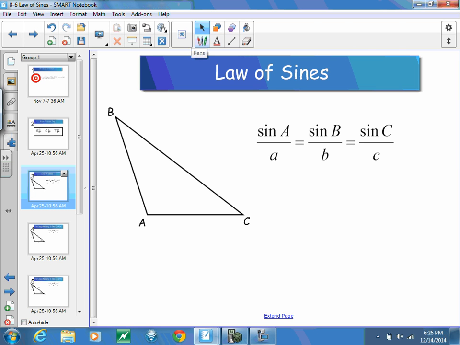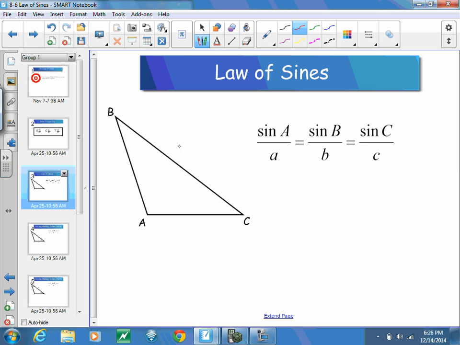The law of sines consists of three ratios making a proportion. They're taking the sine of angle A over little a and setting that equal to the sine of angle B over little b, equal to the sine of angle C over little c. A, B, and C are the angles on your triangle, and little a, little b, and little c are the side lengths.